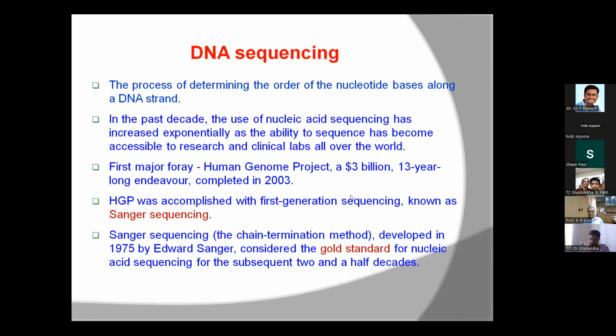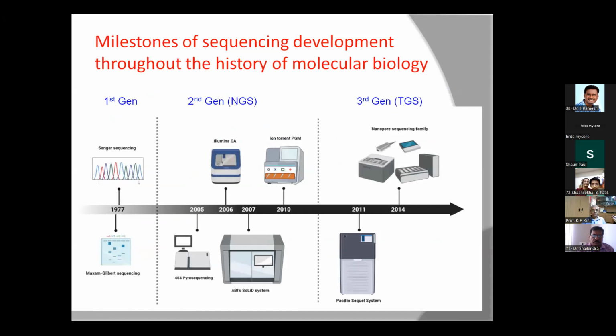So this Sanger sequencing, which is also called the chain termination method, was developed in 1975 by Edward Sanger, and it is still considered the gold standard for nucleic acid sequencing. For the subsequent 2.5 decades, this was the only technology that was available.